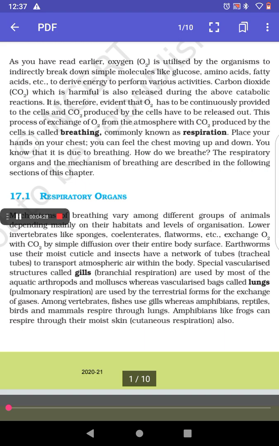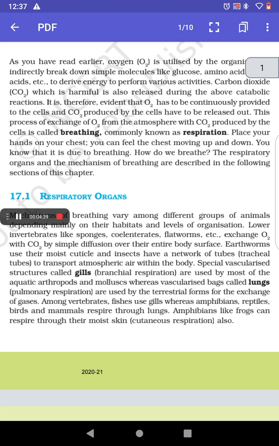The lower invertebrates use the entire body surface. Earthworms use the moist cuticle, and the insects use the network of tubes, and the aquatic arthropods and mollusks use the gills, and the terrestrial animals use lungs. These are the things that we saw.